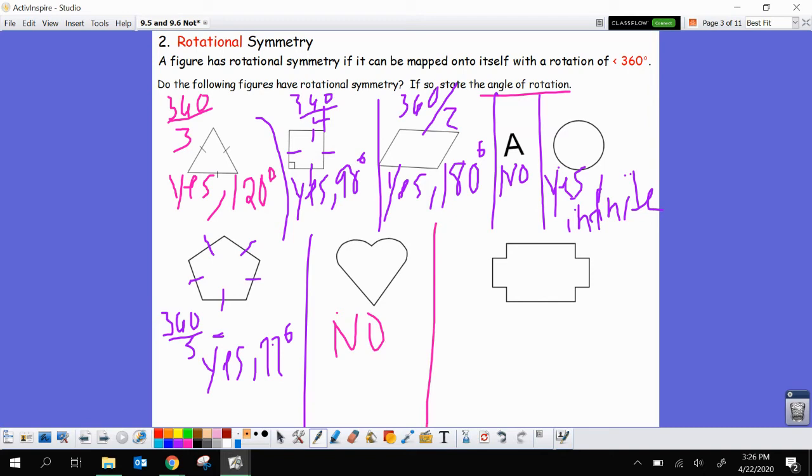Okay, and then we have this, I don't know, Tetris looking object. And so if I were to turn this, let's see how many times we can turn it. I can turn it 1 and then 2 to get it back around to its original. So if I did 360 divided by 2, then that would be 180 degrees.